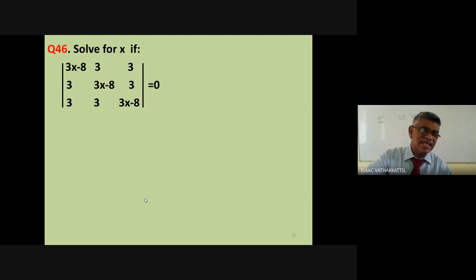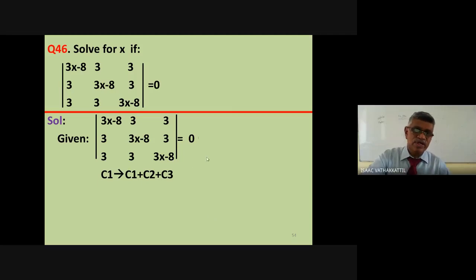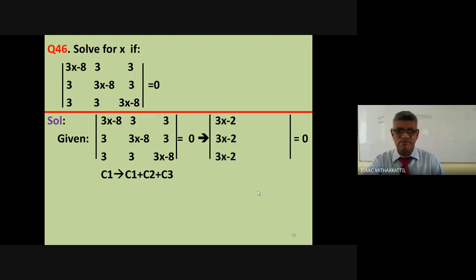It is more or less identical for row and column. You can proceed row-wise or column-wise. I proceed column-wise because that is more comfortable. What will you do? Column 2 and column 3 are added to column 1. So what will we get? 3x minus 8 plus 3 plus 3, that is 3x minus 2. All the elements in the first column will be 3x minus 2, and the remaining columns as they are.